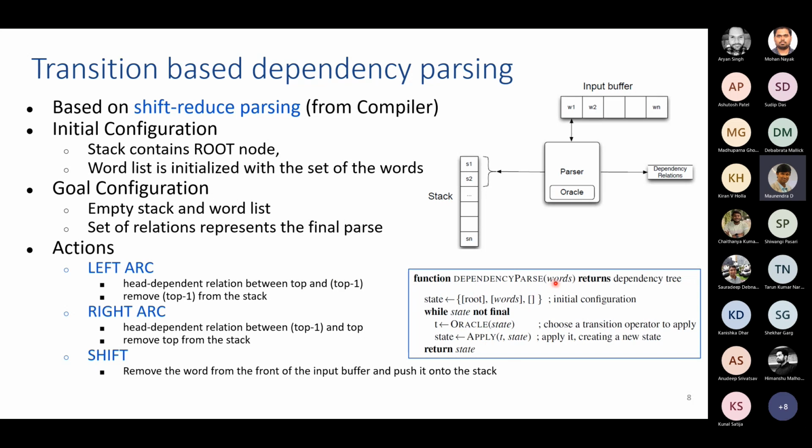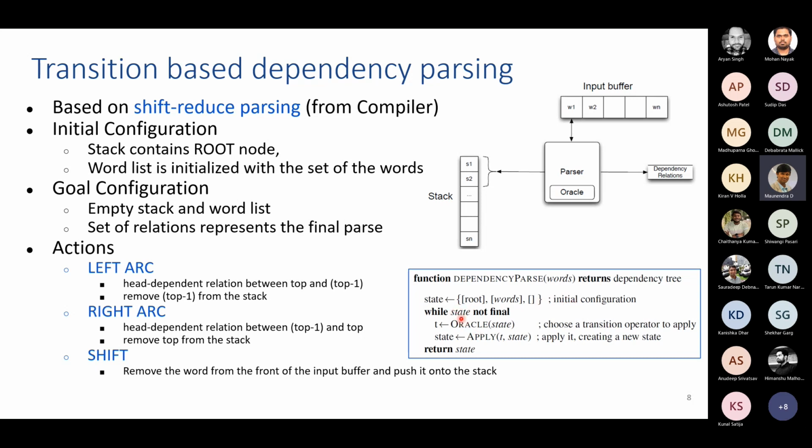A very high-level outline could be something like this. Function dependency parse: the input is words, that is the sequence, and it will return the dependency tree. The state will be three things. Root will be the configuration of the stack, the sequence of words will be the configuration of the buffer, and this blank will be the set of dependency relations. Initially we don't have any dependency relations, so this will be the initial configuration.